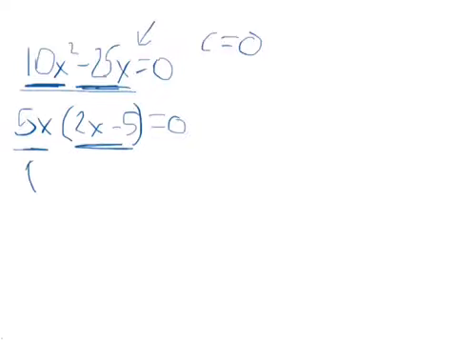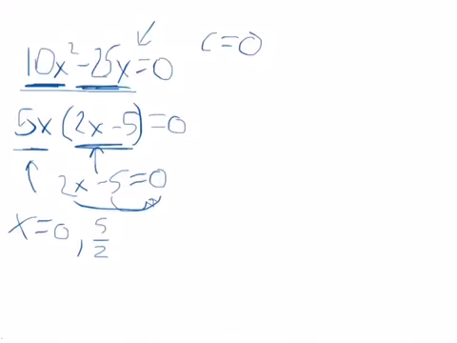That means that this equals 0, so that happens when x is 0. Or this equals 0. So let me see, 2x minus 5 equals 0. I can solve that by adding 5 to both sides, then dividing by 2. So that would be 5 halves. So there's my way to solve it if c equals 0.